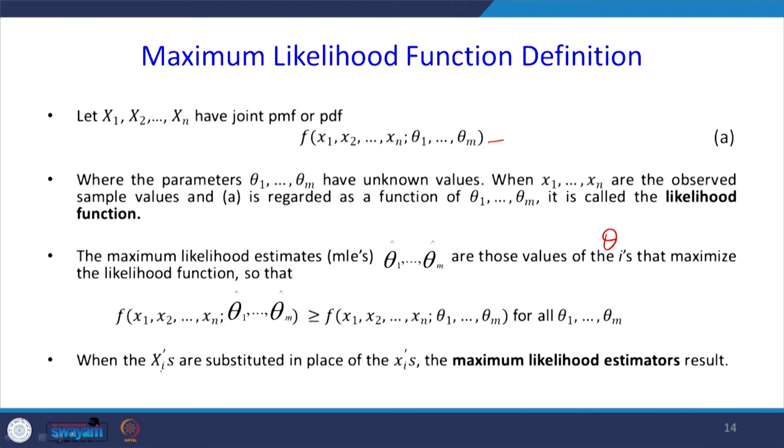When the capital Xi's are substituted in place of small xi's, the maximum likelihood estimates result. So, what you have to do is, in the capital Xi's we have to substitute small xi's, and that will be the maximum likelihood estimate result. So, what we are doing here is finding the joint probability mass function, then with the help of sample values we are predicting the population parameter.